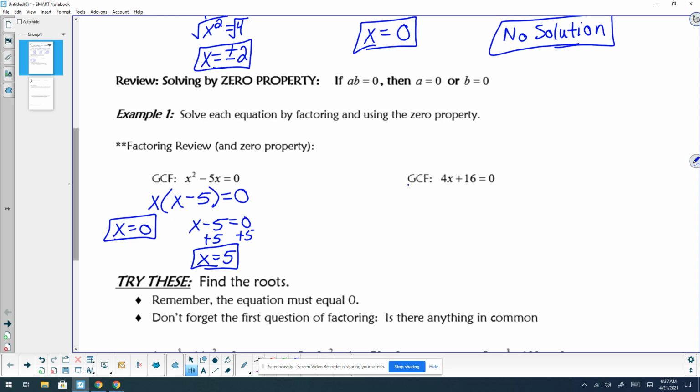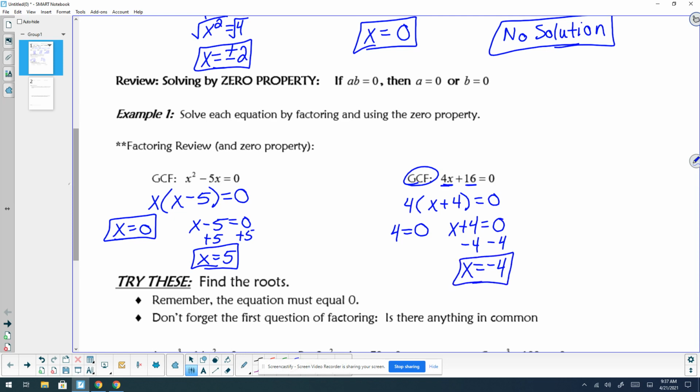Again, I want to work with the GCF. So what is common between 4x and 16? Well, 4x and 16 are both divisible by 4, leaving me with x plus 4 inside the parentheses. I can set the 4 equal to 0. I can set the x plus 4 equal to 0 using the zero property. Subtract 4 from both sides. X equals negative 4 is one of my answers. 4 does not equal 0, so I'm just done.